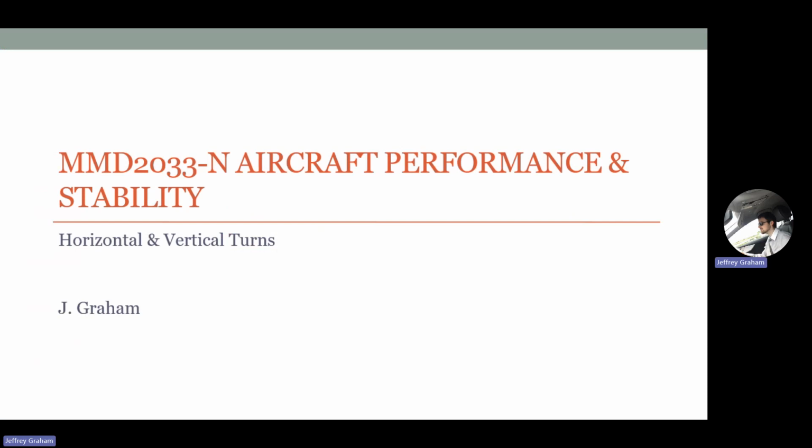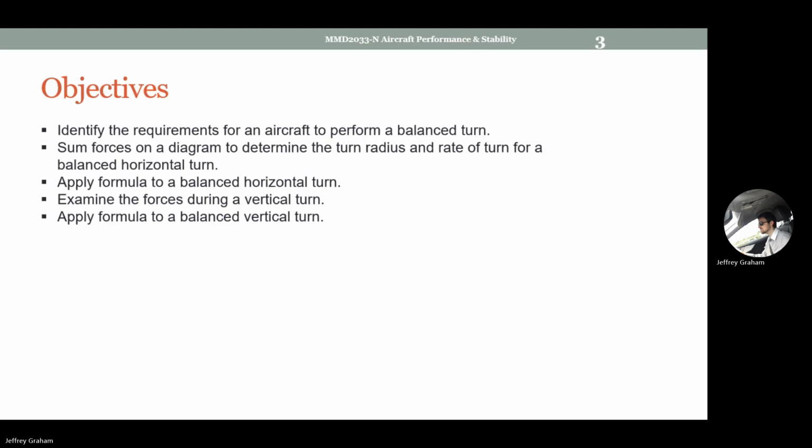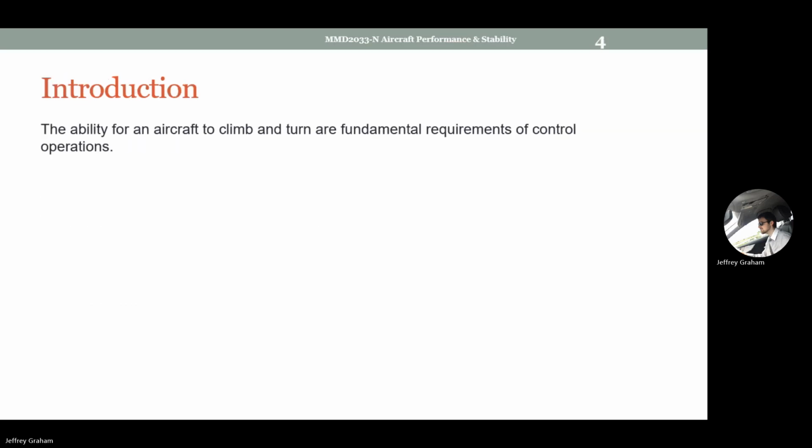This session is going to focus on aircraft turns, which obviously can take two distinct categories. We've got vertical turns and the standard horizontal turns to have a quick look at. There's a series of sessions on aircraft maneuvers, and this is one of the key aircraft maneuvers, obviously.